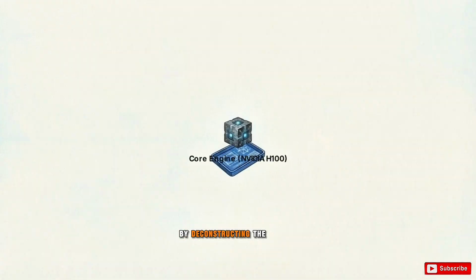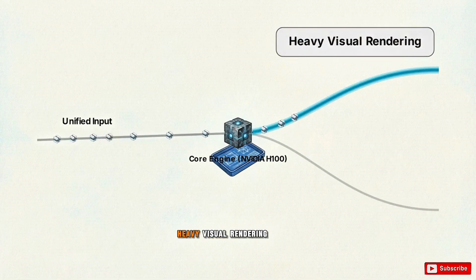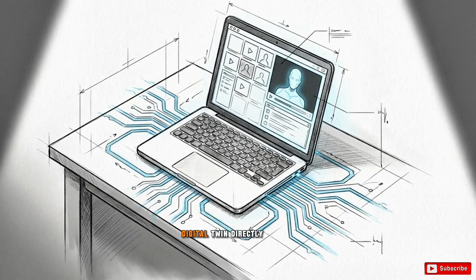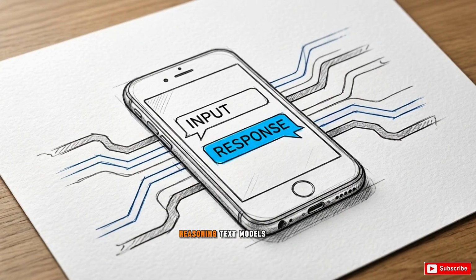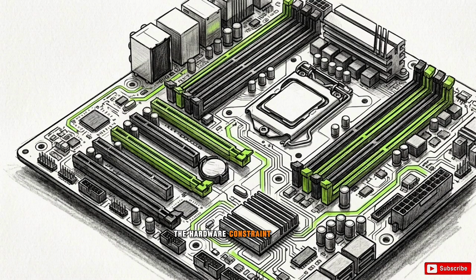By deconstructing the architecture of Pika Stream, we can see exactly how it separates heavy visual rendering from cognitive reasoning to deploy a functional digital twin directly into a live Google Meet. This specific, real-time visual layer is the ultimate bottleneck. Without it, reasoning text models are trapped as chatbots. With it, they can fully participate in live, human-centric corporate environments. Let's look at the hardware constraint first.